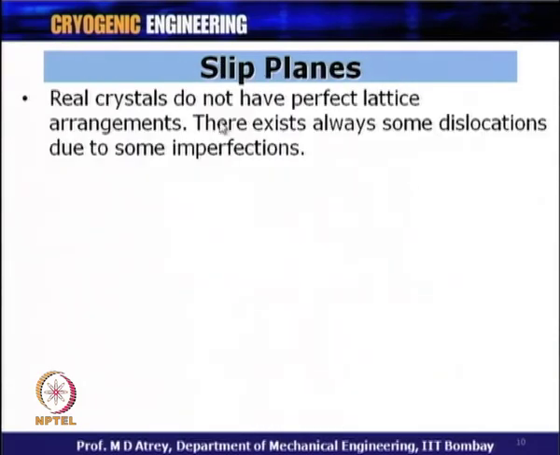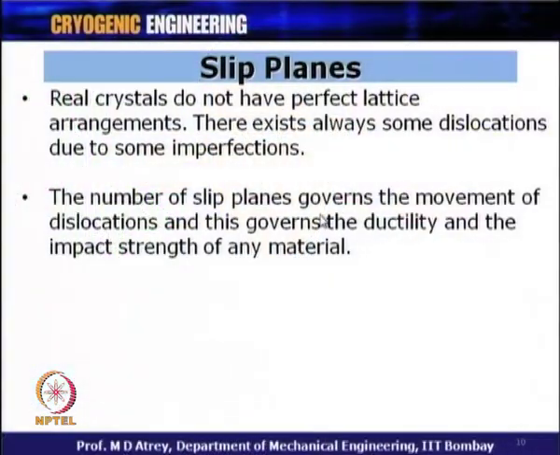The real crystals do not have a perfect lattice arrangement. The real crystal will have some kind of defects and dislocations, and there always exist some dislocations like edge dislocations, screw dislocations, and some imperfections, like an additional atom called an interstitial atom, or an absent atom, which is called a vacancy, etcetera. And the movement of these dislocations decides the properties of this material.